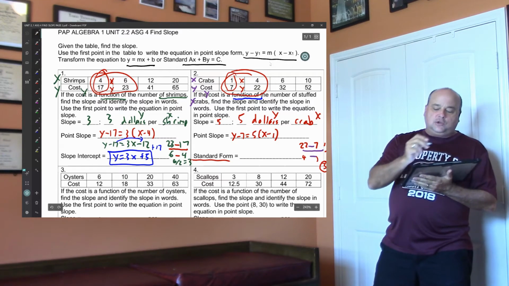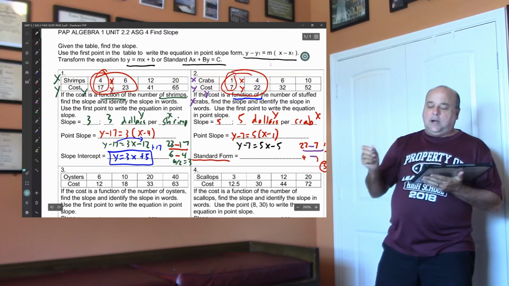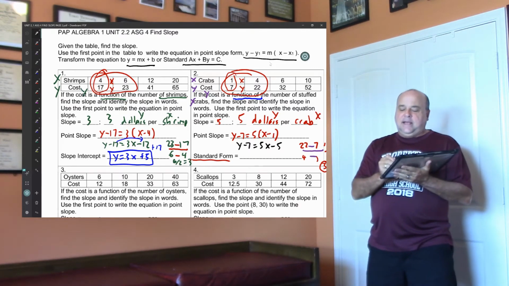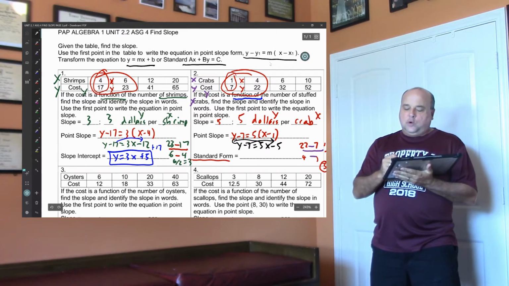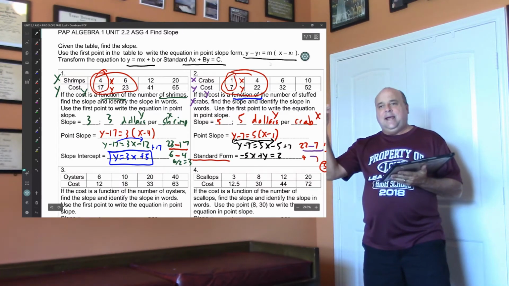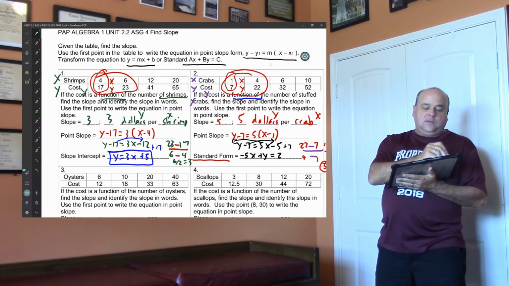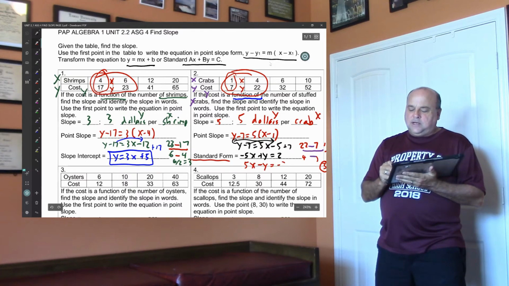So now we're going to distribute the 5, and we'll end up with y minus 7 equals 5x minus 5, right? Now then, the x has to go to the left, and the 7's got to go to the right, doesn't it? So I'm going to end up with negative 5x plus y, and then I'm going to add 7 equals 2. My x is negative, so I'm going to flip all the signs, aren't I? So 5x minus y equals negative 2 would be my equation.